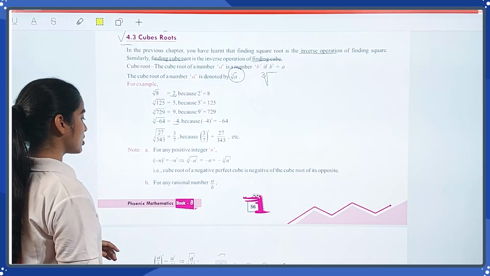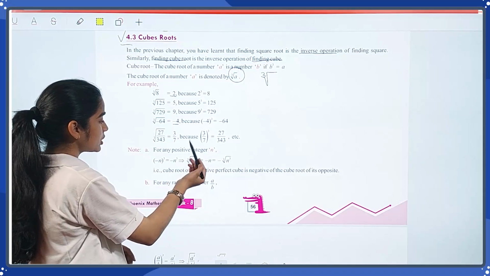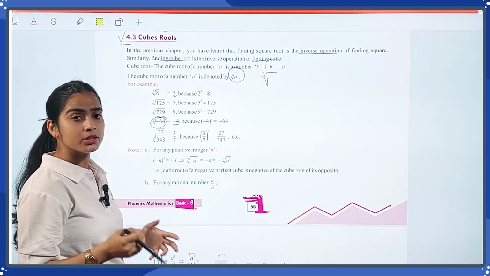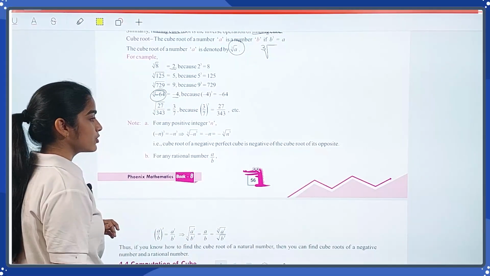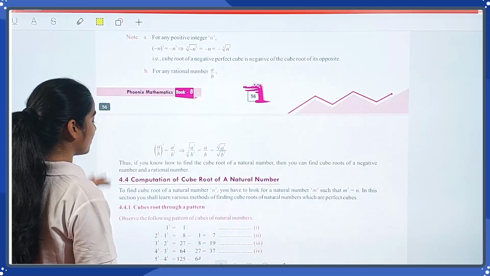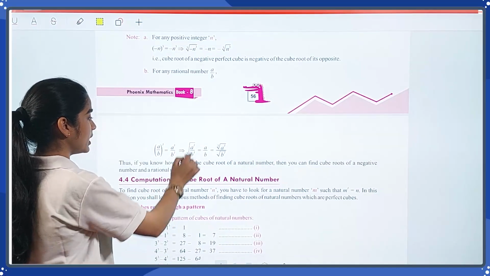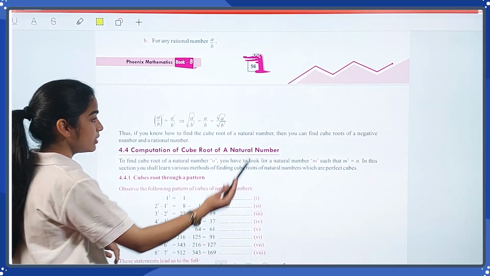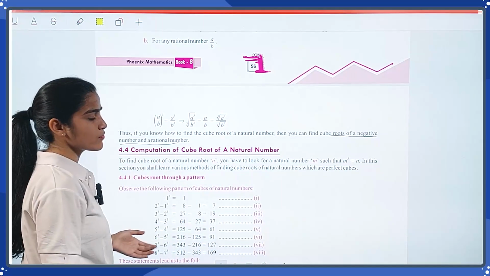For any positive integer n, the cube root of minus n cube is equal to minus n, and you denote it the same way, with the minus n put inside the cube root symbol. So the cube root of a negative perfect cube is the negative of the cube root of its opposite. For any rational number a by b, the cube root of a cube by b cube is a by b. Thus, if you know how to find the cube root of a natural number, then you can find the cube root of a negative number and a rational number as well.